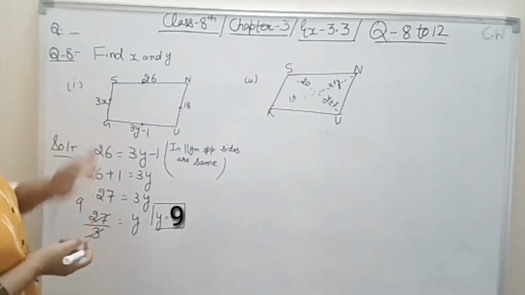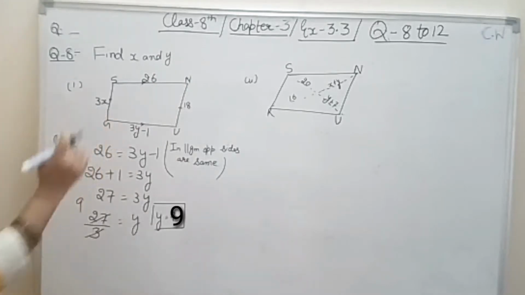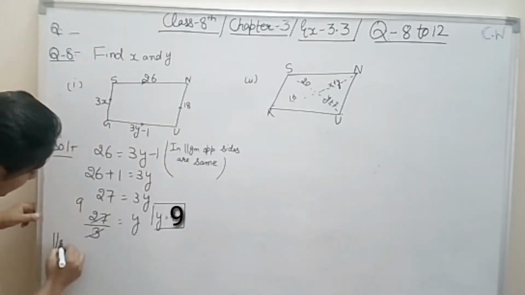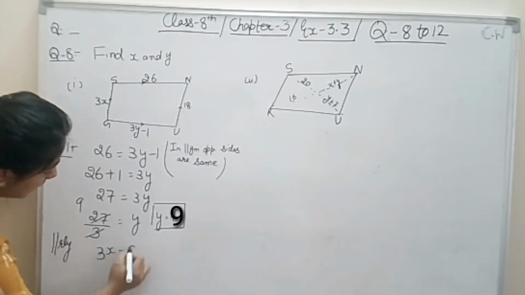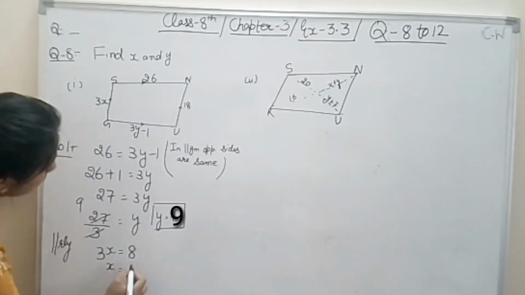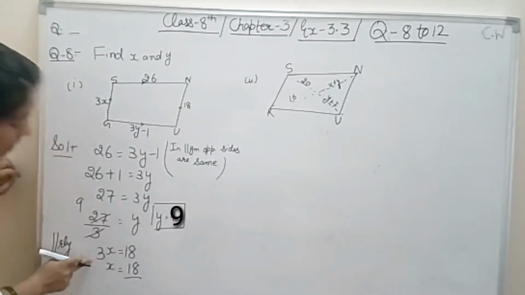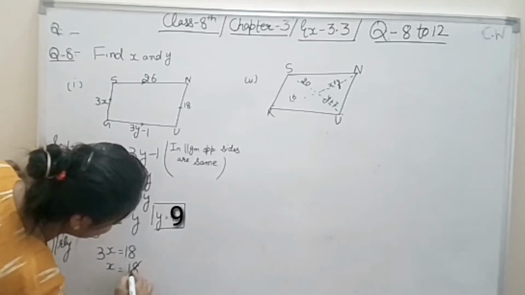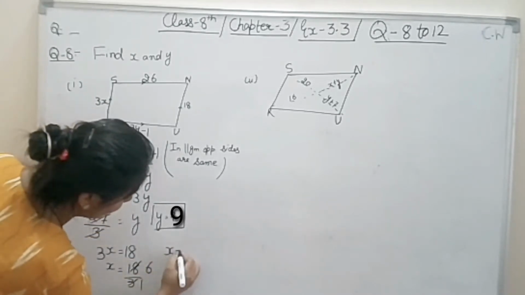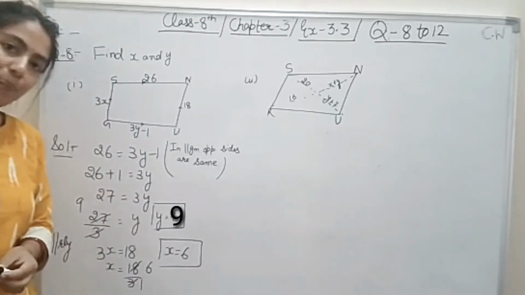Right? On the same side, now these two sides are also parallel. So I will write similarly 3x is equal to 18. So x is equal to 18 upon 3, this is multiplication so it becomes divide. 3 6 are 18. So the x value is 6. That's it. Very simple students.